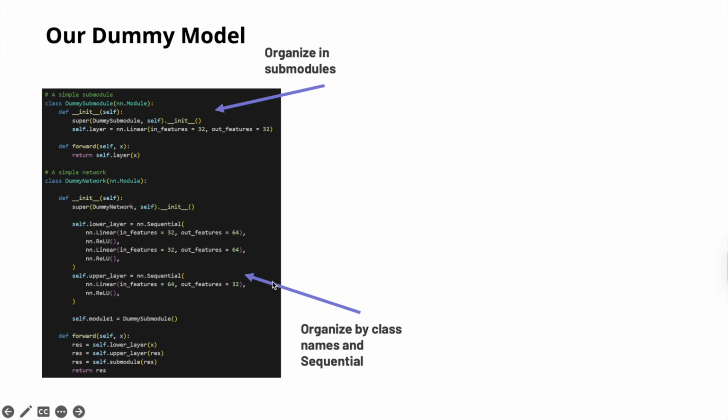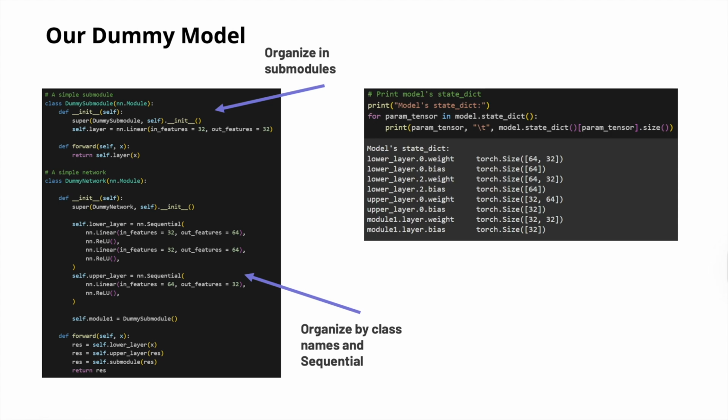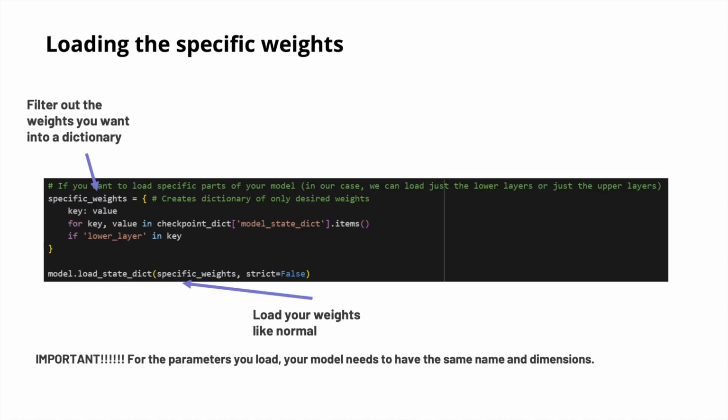In this dummy network, we did both. Lower and upper layers are sequential blocks containing multiple layers. Each layer is automatically assigned an index like 0, 1, etc. Module 1 is our custom-defined submodule. If we print out all the parameters of the model, we can see that it's just a dictionary with a bunch of keys with names in them, and then they have a bunch of values. These names are very useful when you only want to load part of the model. You can filter the dictionary by key. For example, only keep keys that start with lower layer, and then use the method as before to load those weights.